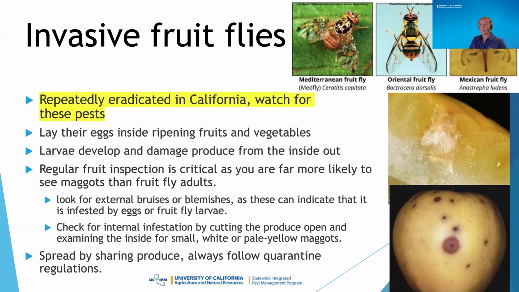Invasive fruit flies trigger quarantine measures in California. It's important for us to monitor our fruit, look for bruises and blemishes on the outside of the fruit. If you're unsure, you can cut open the fruit and check inside for maggots. Avoid sharing fruit between houses, between different areas, and always check quarantines in your area. Just this week, they lifted the quarantine in Alameda County that had been posted since, I believe, last September. It was for the Mediterranean fruit fly. So as of right now, California is completely free of invasive fruit fly quarantines, and let's keep it that way.